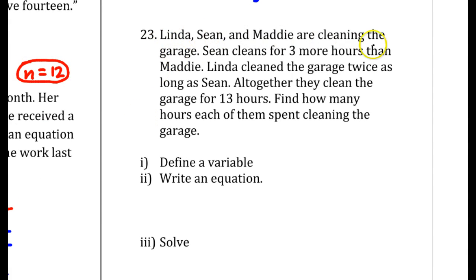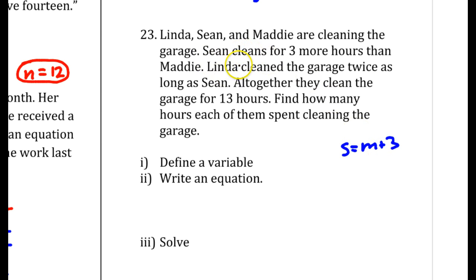Linda, Sean, Maddie are cleaning the garage. Sean cleans 3 more hours than Maddie. Linda cleans the garage twice as long as Sean. Altogether, they can clean the garage in 13 hours. How many hours each of them will spend cleaning the garage? Okay, define a variable. So first, I'm going to just say Sean cleans 3 more than Maddie. Okay, so S is Maddie plus 3 more hours.